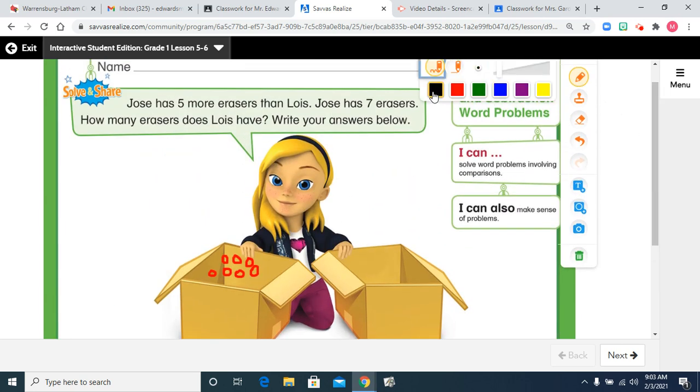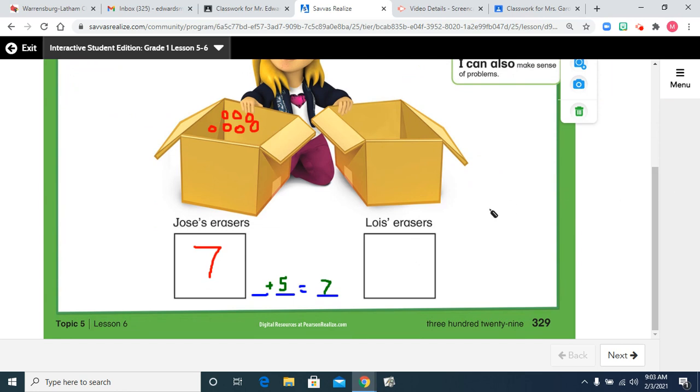Okay, so if you get on your number line or number grid, start on 5, and then see how many hops it takes to get to 7, and that'll be our number here. And if you do that, you find out that it takes 2 hops to get to 7 because 2 plus 5 equals 7. So now we know that Lois only has 2 erasers. 1, 2. Because 2 plus 5 more would equal 7, which is how many Josie has.